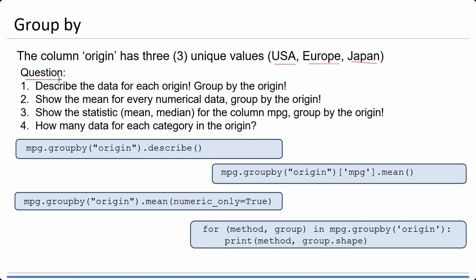So the question, okay, maybe in the exam, I will give you a question like this. I have this data and then describe the data for its origin. So you need to write the code. Group by the origin. Show the mean for every numerical data grouped by the origin. Show the statistic mean median for the column MPG grouped by the origin. So how many data for each category in the origin? Okay, so I will give you a question like this, and you need to provide the code. Okay. So let's see one by one.